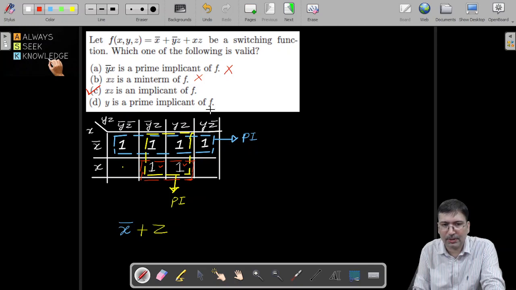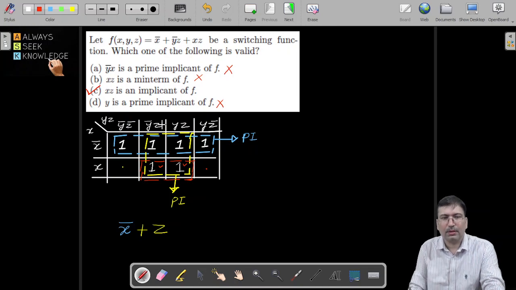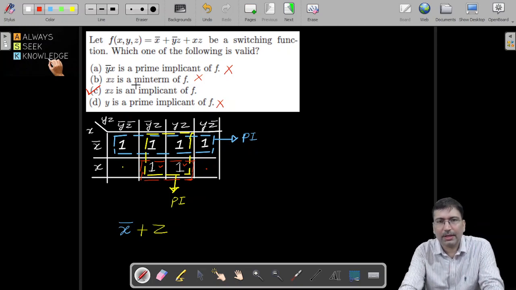Y is a prime implicant of f. So y is valid in these two places, but here there is no one. So there is one, but there is no one. So y cannot be the prime implicant. So this is also false. So in this question, the answer would be C only, right? Let's look at the next question.